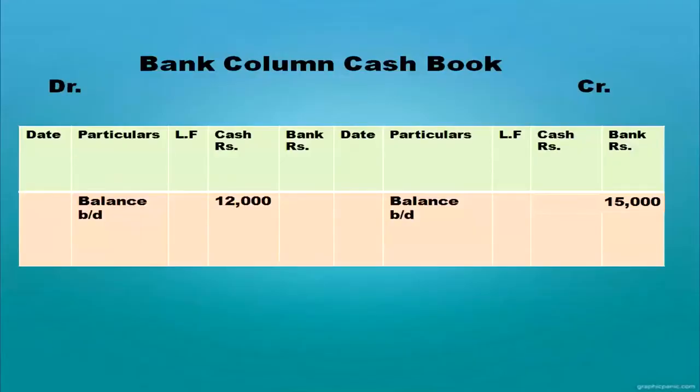12,000 is recorded as the opening balance in the cash column of the cash book, as balance brought down, and the bank overdraft of rupees 15,000 is recorded on the credit side. The extra amount you have withdrawn from the bank, over and above your balance, will be repaid by you after some time. So, this is an overdraft. It will be posted on the credit side of the bank column of the cash book.